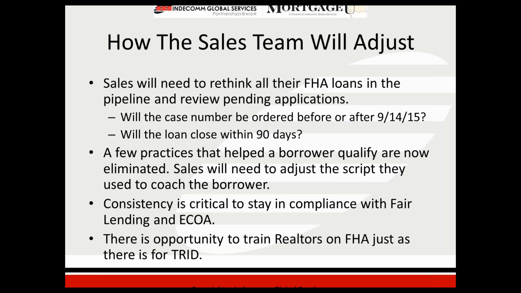Consistency is critical to stay in compliance with fair lending and the Equal Credit Opportunity Act. It is very important that we never lose sight of fair lending. That has not gone away with the 4000.1 HUD handbook. So it's very important to be consistent with your treatment of your borrowers. There is an opportunity to train your realtors on FHA, just as there was for the TILA-RESPA Integrated Disclosure Rule.